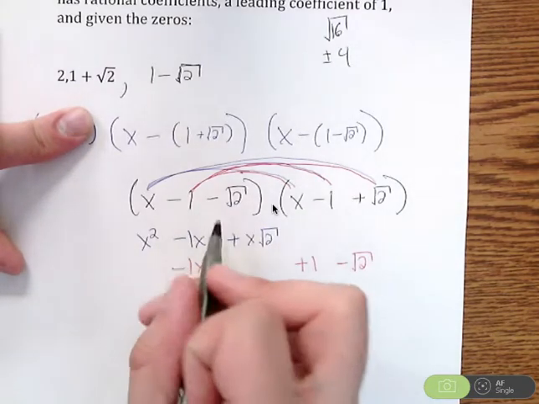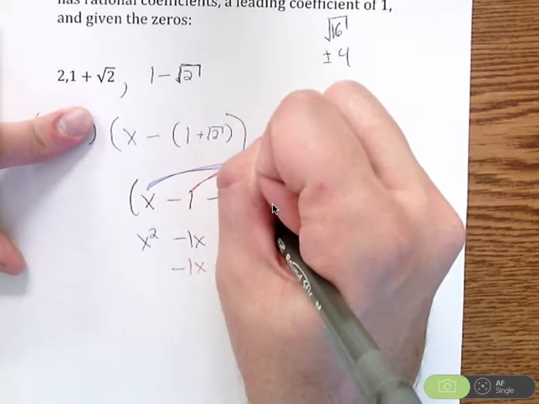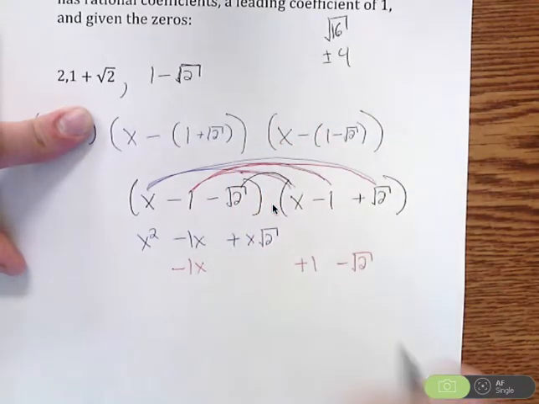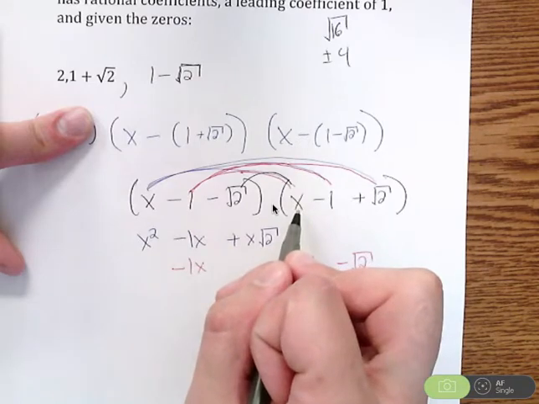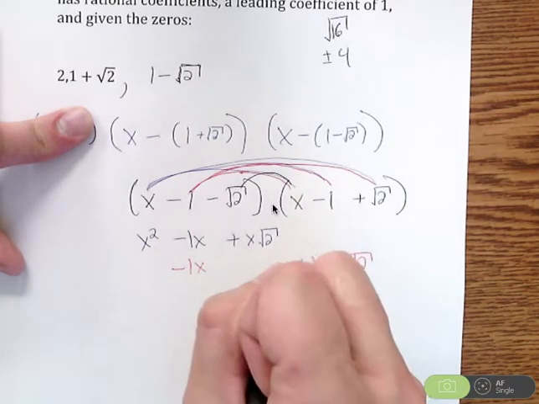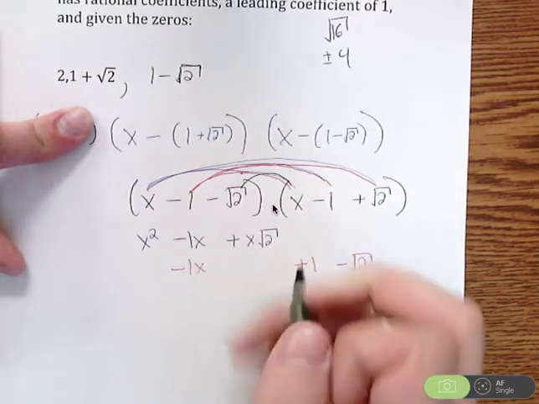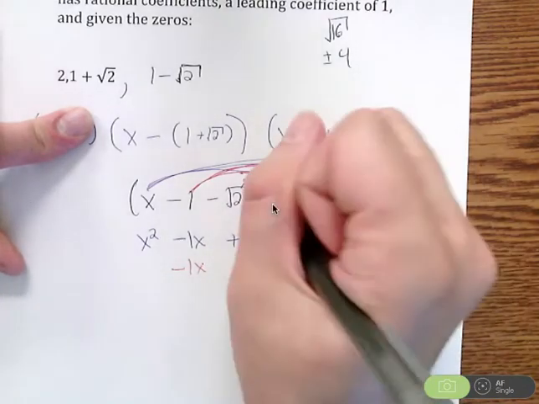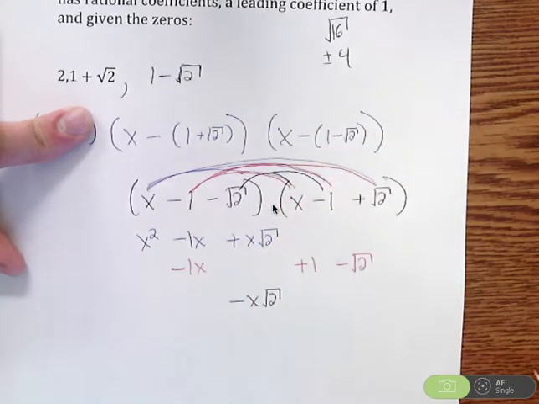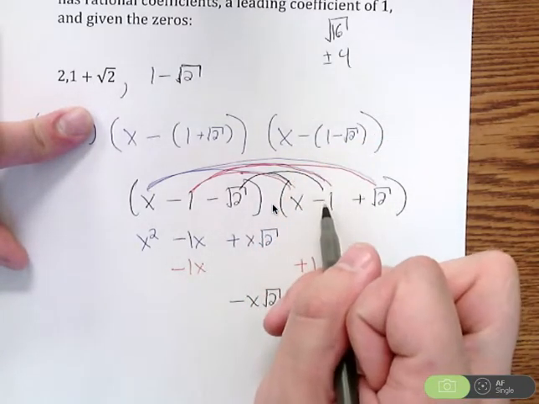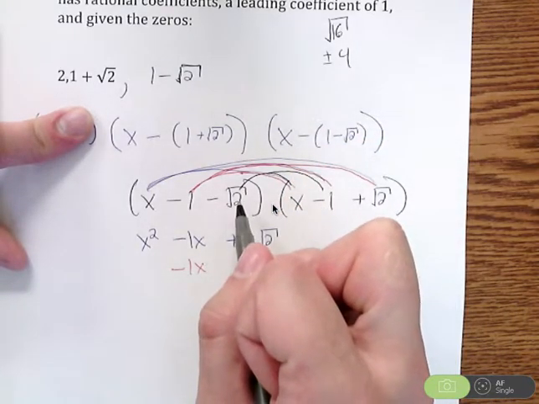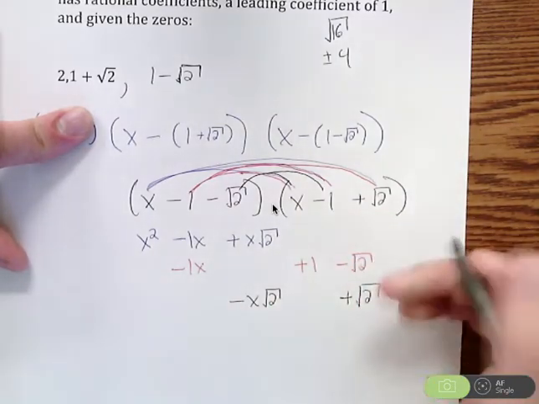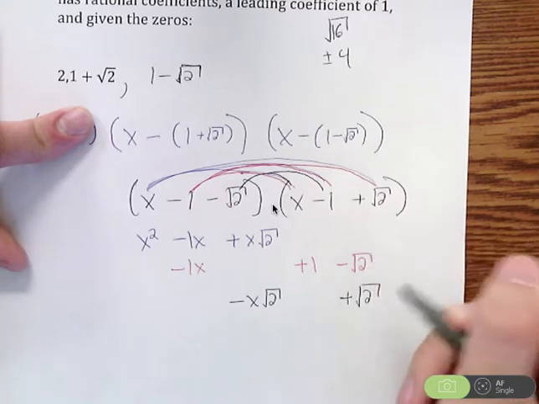Only thing left to do is we have a negative square root of 2, so I'm going to distribute that through. Negative square root of 2 times x. A negative times a positive is going to be a negative x square root of 2. Notice how I'm going to line it up with this one. Negative square root of 2 times a negative 1. A negative times a negative is a positive square root of 2. Notice how I lined it up with my other square root of 2.